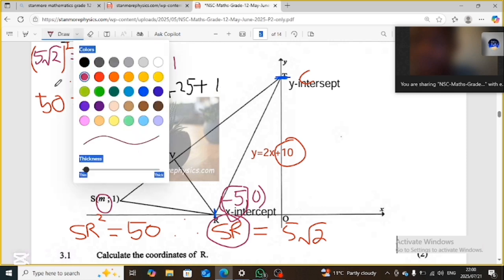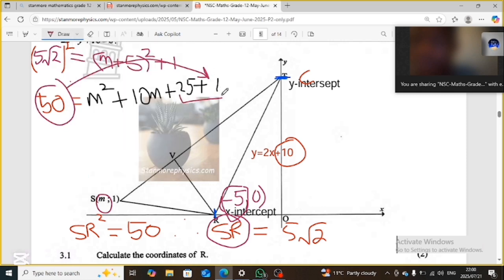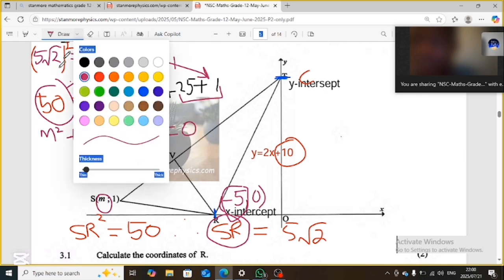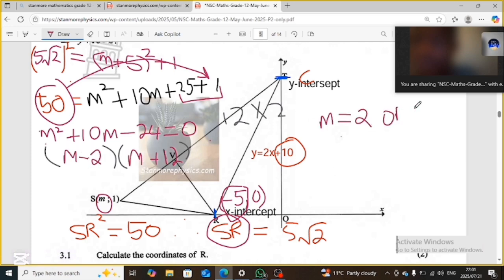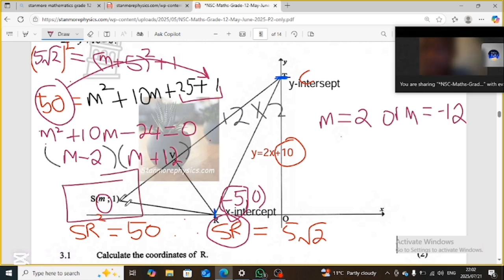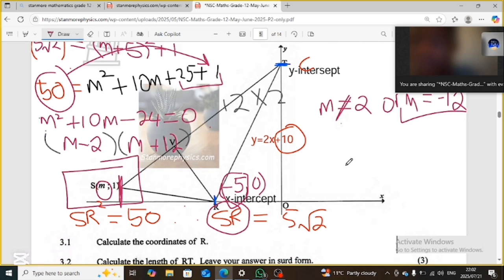We will then transpose 50 to the right of the equal sign, giving us M squared plus 10M minus 24 equals 0. Factorizing this trinomial, the factors of 24 are 12 and 2. In this case 12 is going to be positive and 2 is negative, giving us the factors (M minus 2) and (M plus 12), therefore M equals 2 or M equals negative 12. We can see that the x-coordinate of S lies on the negative side, therefore in this case M has to be negative 12, not positive 2.